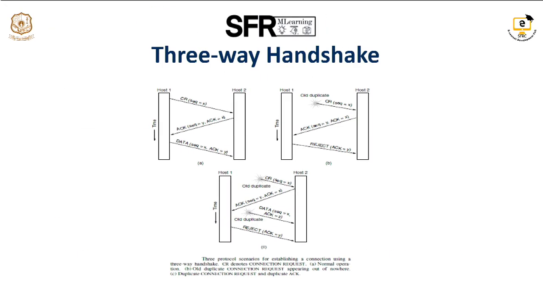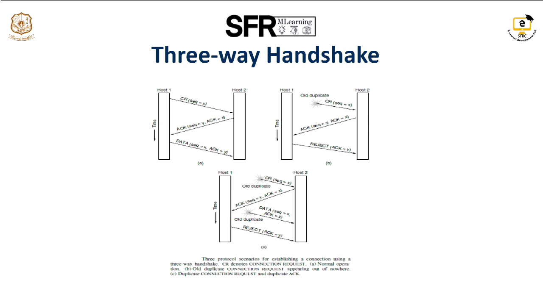So, the given diagram explains the three possible scenarios of a three-way handshake. In the normal setup procedure, when host 1 initiates, host 1 chooses a sequence number X and sends a connection request segment containing it to host 2. Host 2 replies with an acknowledgement segment acknowledging X and announcing its own initial sequence number Y. Finally, host 1 acknowledges host 2's choice of an initial sequence number in the first data segment that it sends.